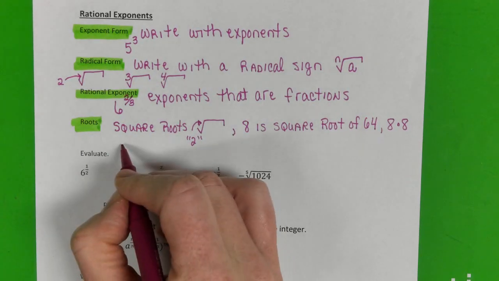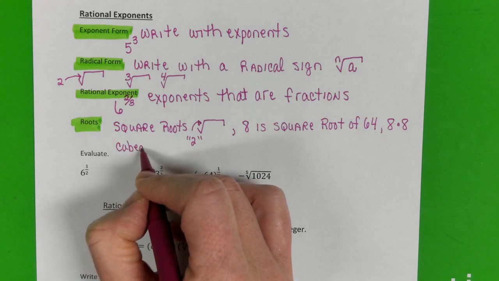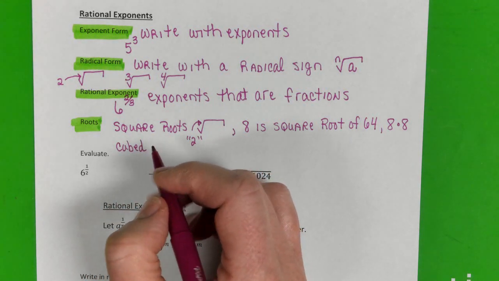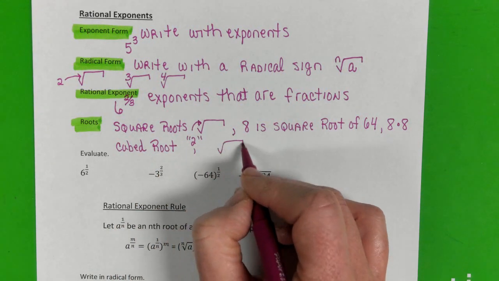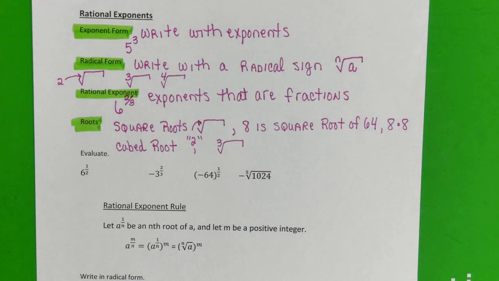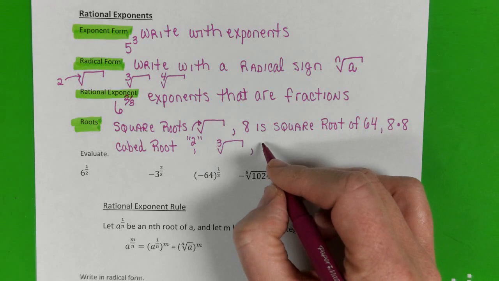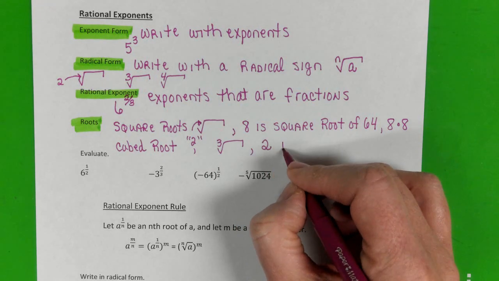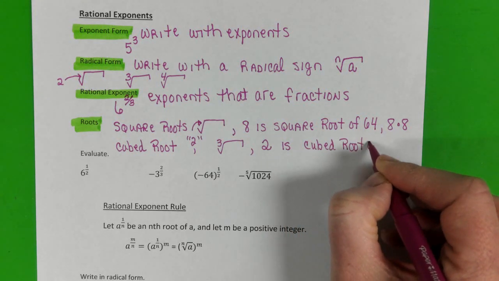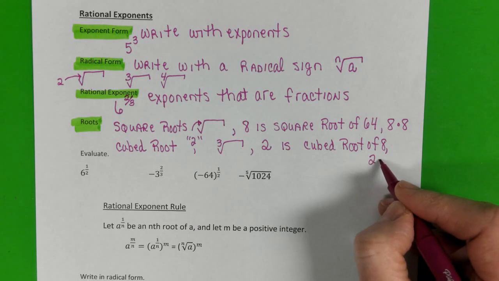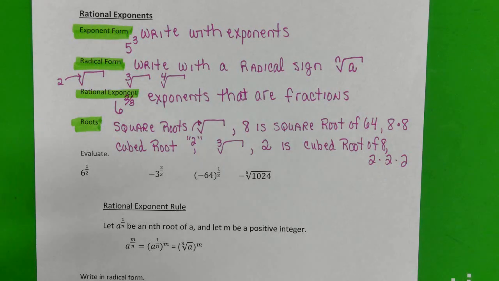We also have other kinds of roots, like I mentioned. An example would be the cubed root. A cubed root would look something like this, where it has a 3 in the nook. I want to give you an example. 2 is the cubed root of 8. Because 2 times 2 times 2, it takes 3 2's multiplied together to give me 8. Okay? So just a little vocabulary there so that we know what we're talking about.